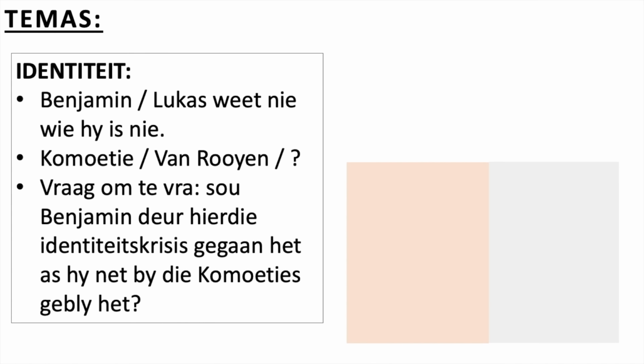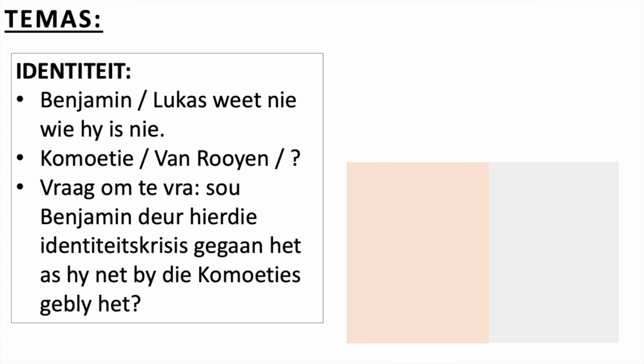Okay, then the thema. So the themes are pretty important. Yeah. So the first one is identiteit, so identity. So Benjamin / Lucas weet nie wie hy is nie. So Benjamin / Lucas doesn't know who he is. Is hy 'n commutie of 'n van Rooyen of iets anders? So is he a commutie? Is he a van Rooyen? Or who is he actually?